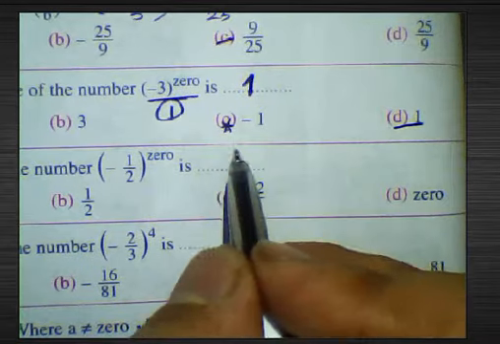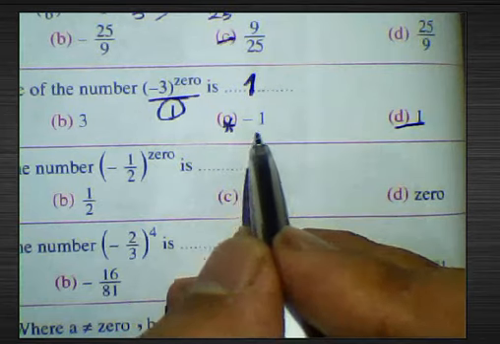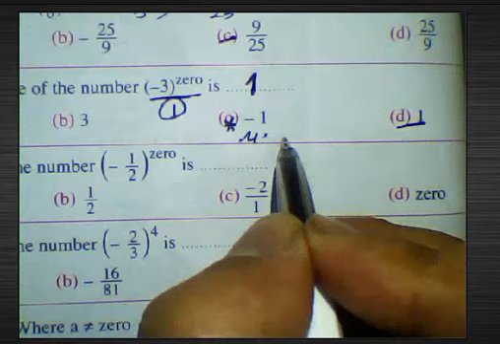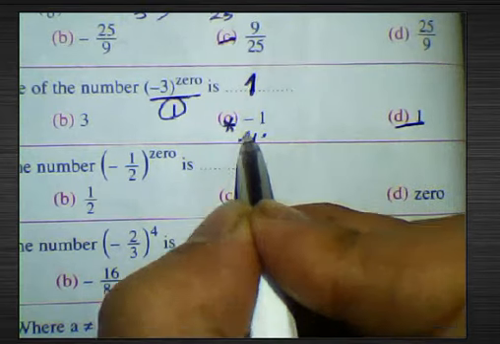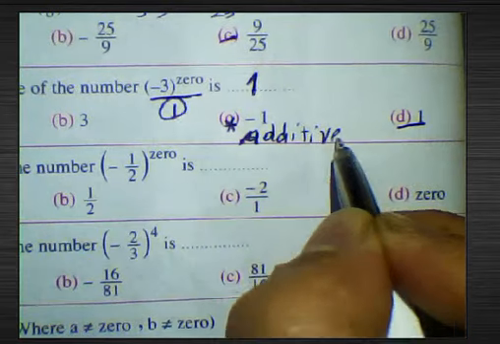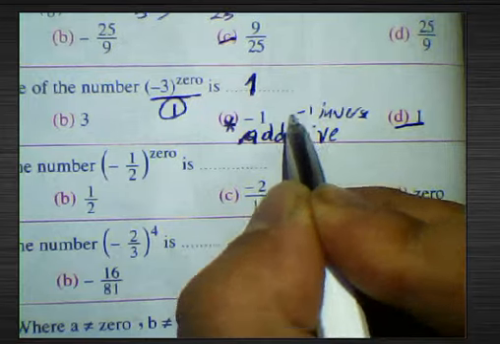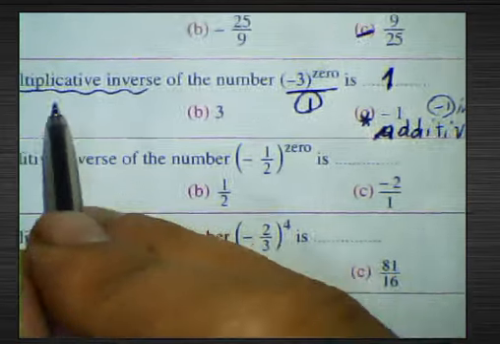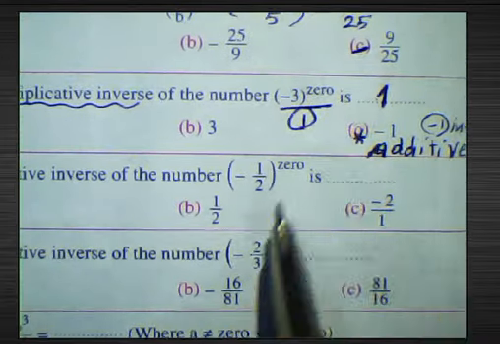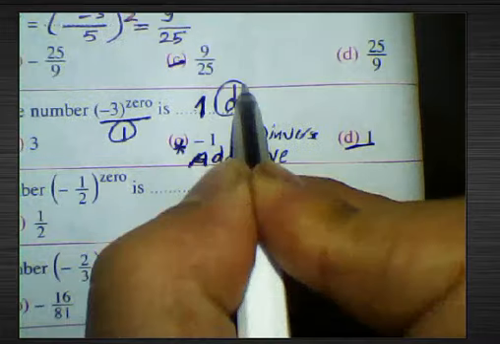You must know the difference between multiplicative inverse and additive inverse. The multiplicative inverse of 1 is 1, and the additive inverse of 1 will be -1. In this example, he asked about multiplicative inverse of the result 1, it will be 1. So you must choose letter D about this example.